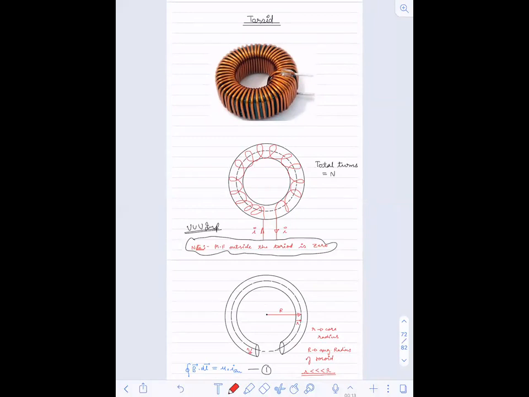Whichever topic I say is an important topic, that is practically important. In the board exam, there is a very high probability of having either the solenoid, or the toroid, or the force between two parallel wires. Any one of these will definitely come. So whichever topic I say is important, you have to focus on that.